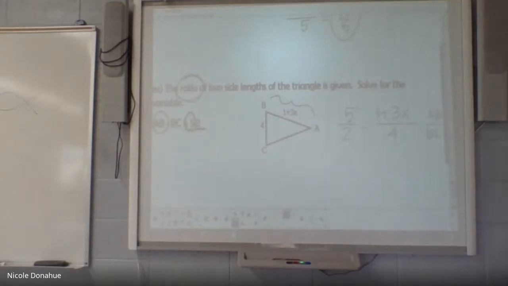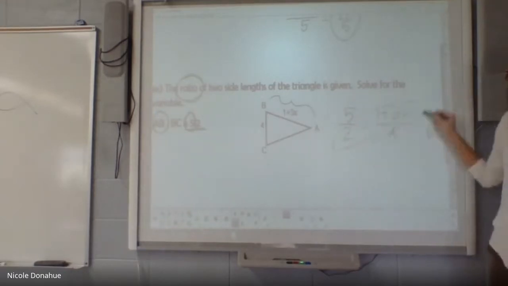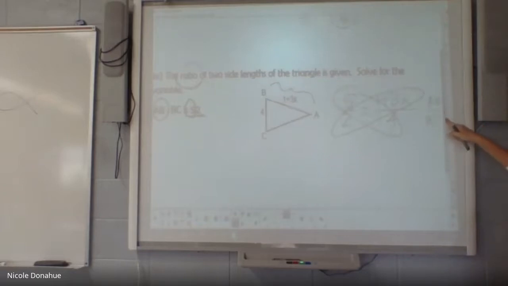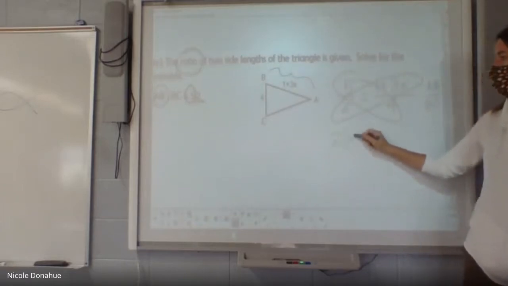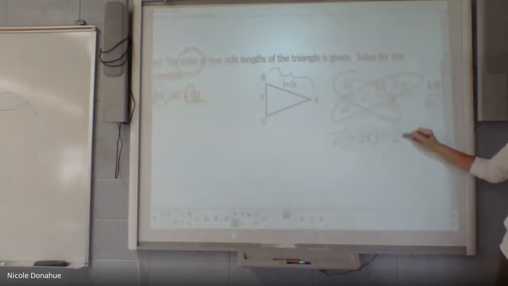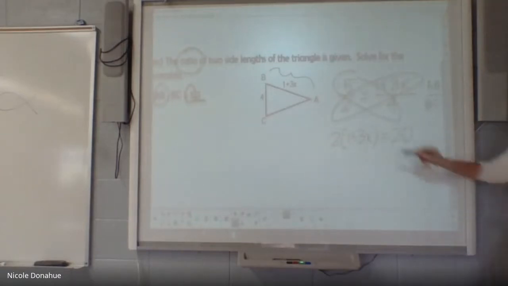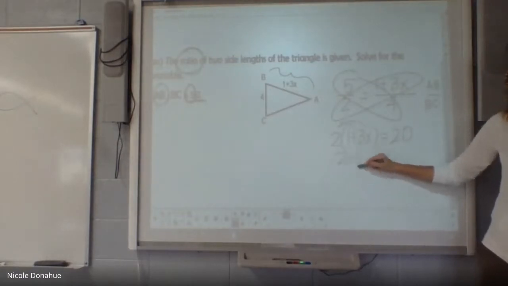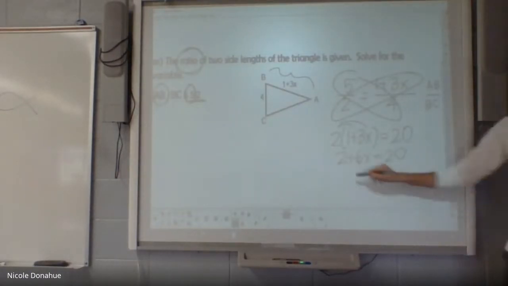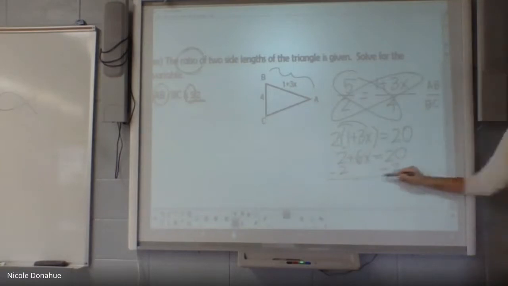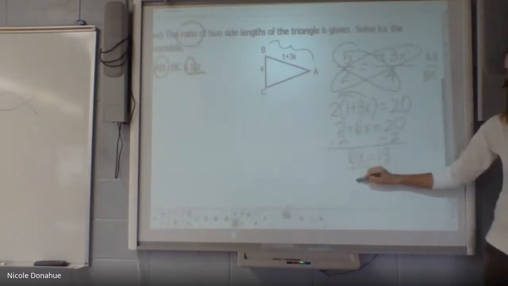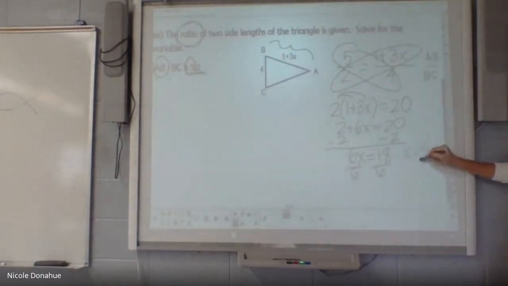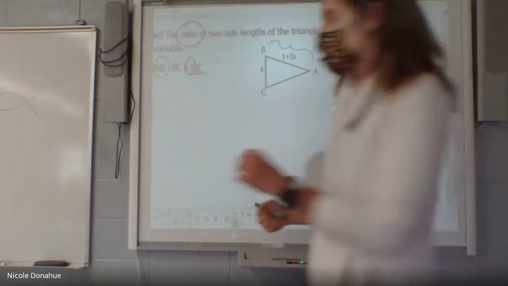Now how are we going to solve something like this? What can we do here? Cross multiply. And I'll talk about what Drake said in a second. So I'm going to do 2 times 1 plus 3x equals 20, sorry. X ends up being 3, and that's all they needed us to do.